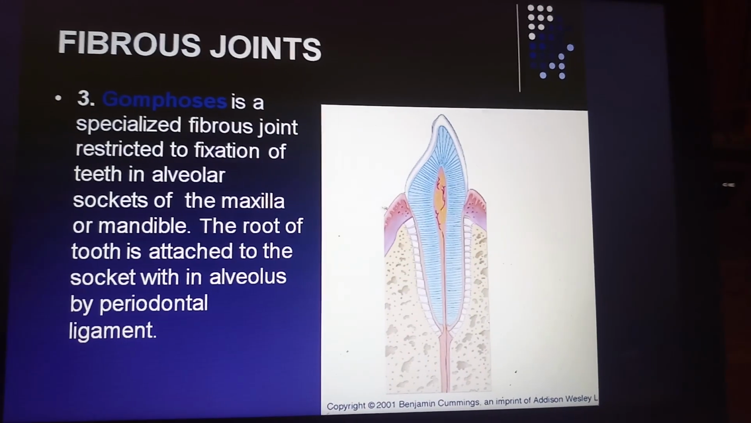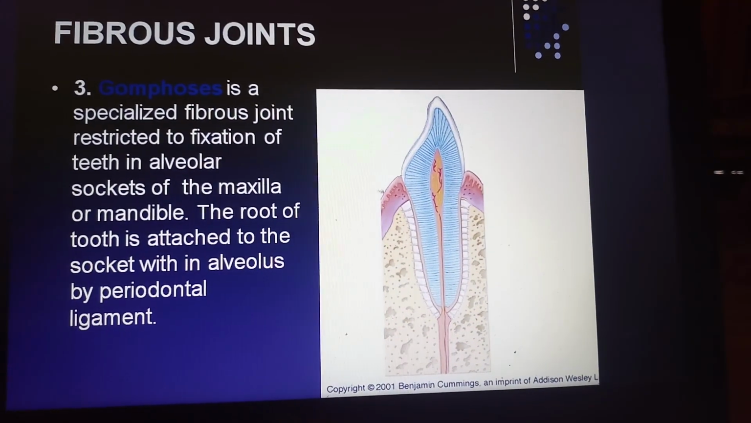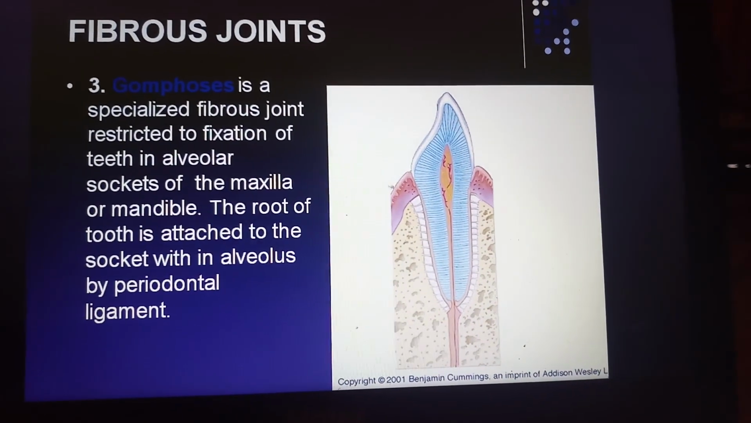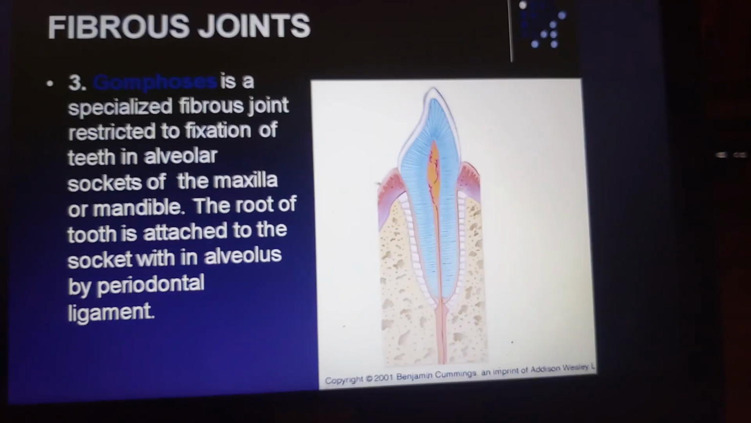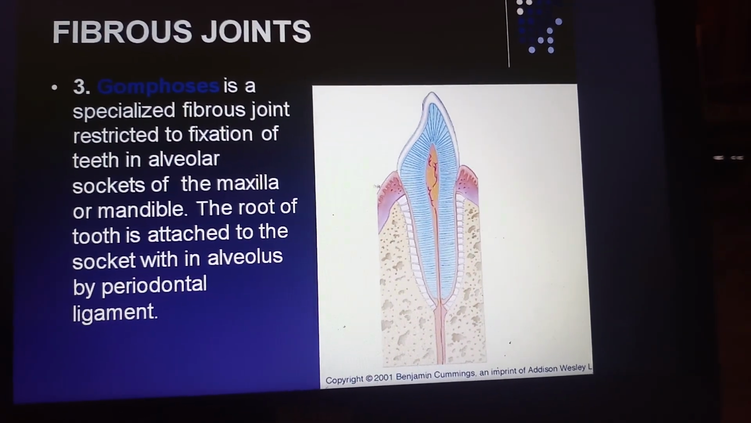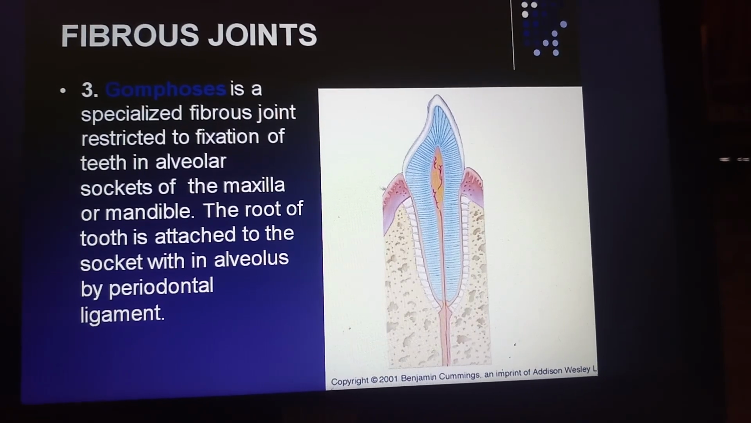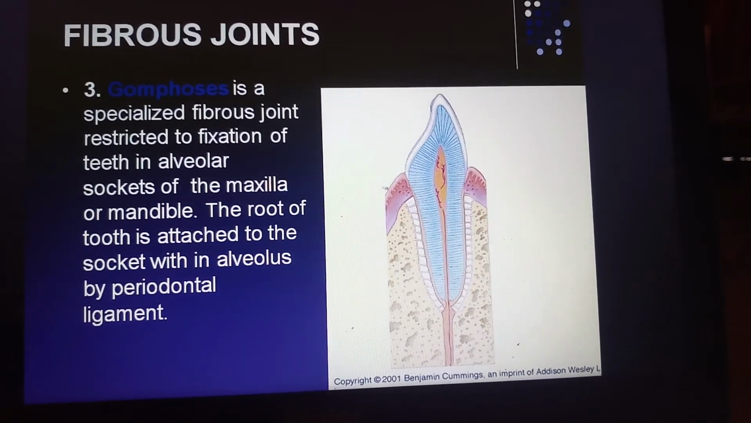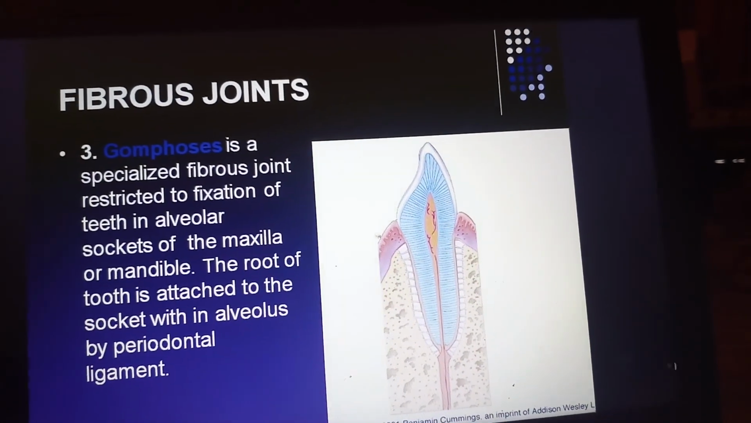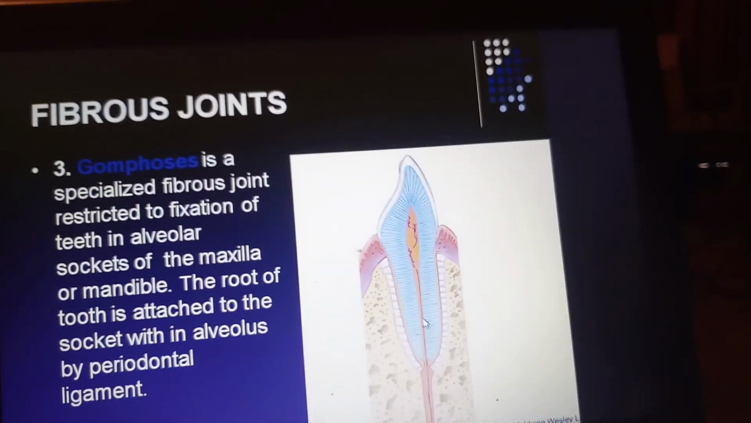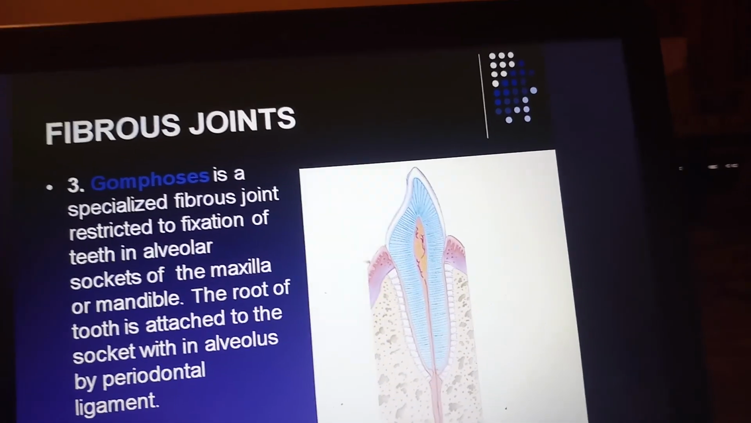Then is the gomphosis. This is the third and the last type of the fibrous joints. Gomphosis is a specialized fibrous joint restricted to fixation of teeth in the alveolar sockets of the maxilla or mandible. The root of the tooth is attached to the socket within the alveolus by a periodontal ligament. As you can see here, the root is fixed in the socket, and this is by the periodontal ligament.